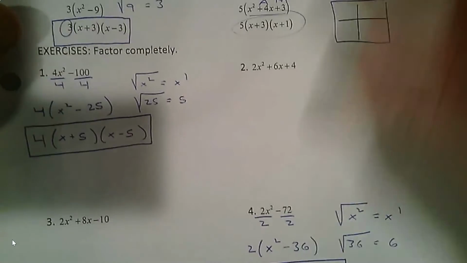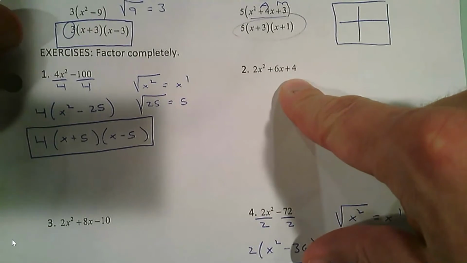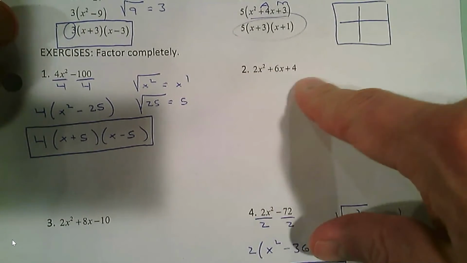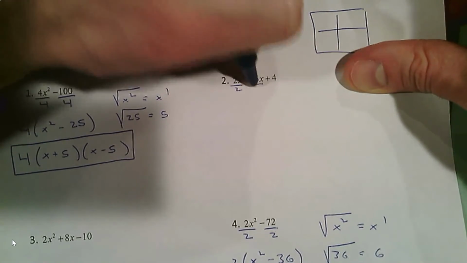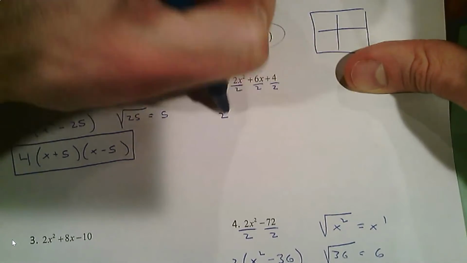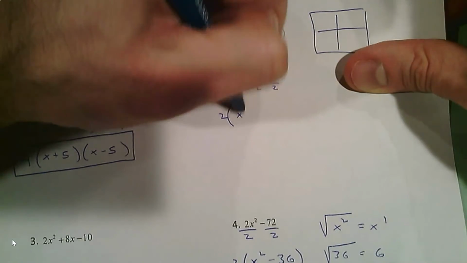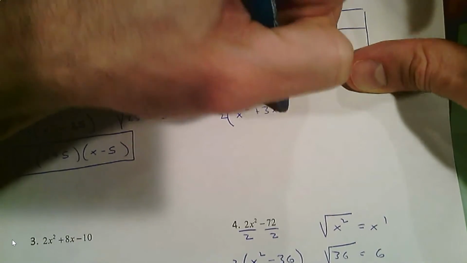Moving on to number 2. I'll notice right away this is a trinomial. There are 3 terms. They do not all share an x, so I'm just going to look at the smallest number, 2. Are they all divisible by that? Yes. So my greatest common factor here is 2. I factor that out: x squared plus 3x plus 2.